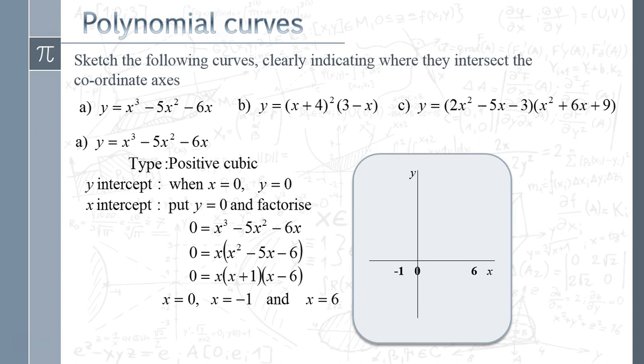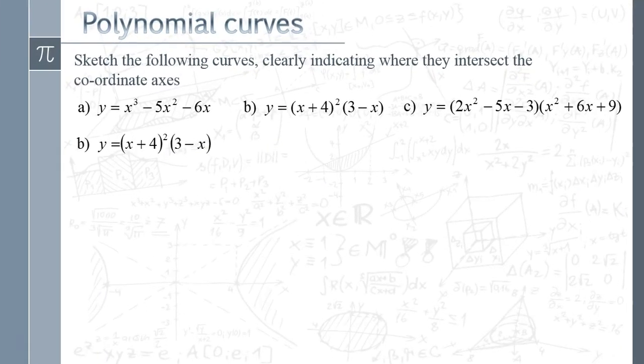I know it's a positive cubic, so it's going to start at the bottom down here, going to go up, bumps and humps, and finish off at the top here. And the only way that's going to happen is if it goes up through -1, down through 0, and then back up through 6 again. So there it is. There's my sketch. Sorted. Right, on to the next one.